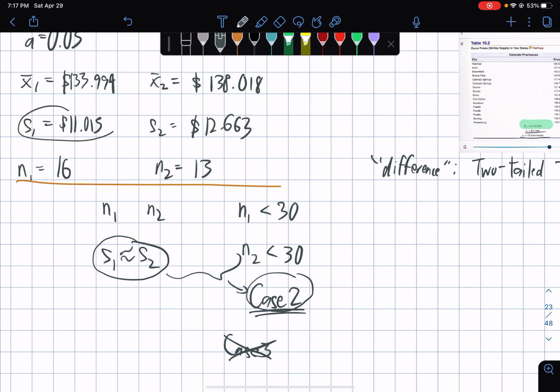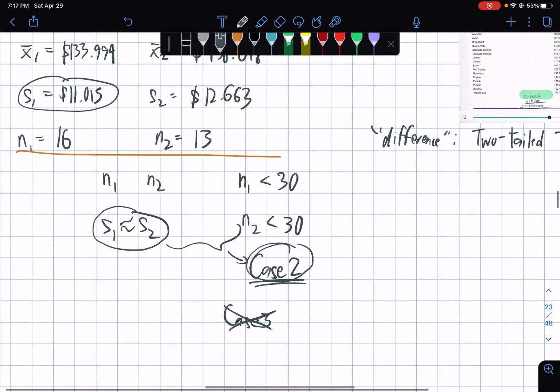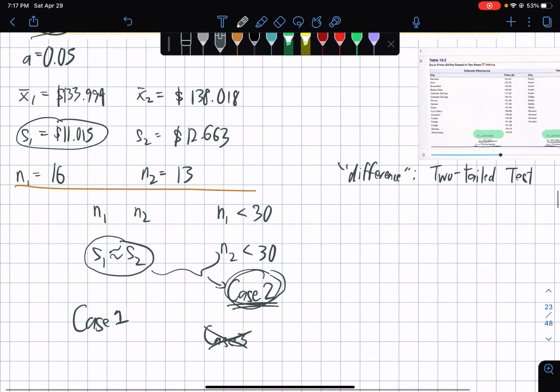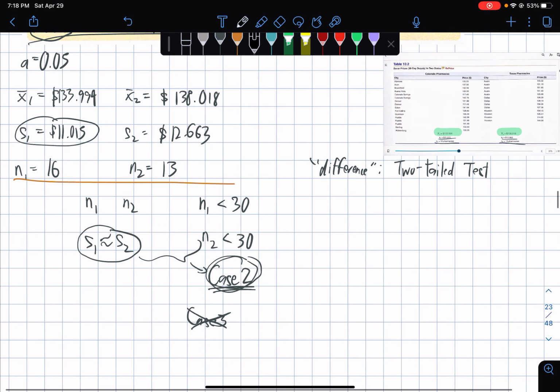If let's say s1 is still the same number, but s2 is, let's say, 74.015, they're very far from each other. So most likely we use case 3, but that's not the case for this one. It's case 2. Why isn't it case 1? Well, obviously for case 1, the requirement is that n is greater than or equal to 30. But that's not the case for this one, as you can see here. Okay, so we have settled the fact that it's case 2.